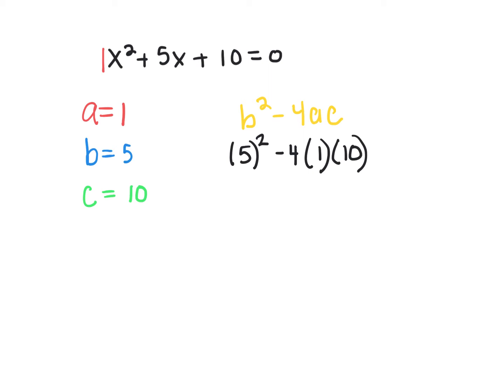So when we figure out our discriminant number here, if you're following order of operations, we'd have our 5 squared is 25, exponents first, and then if we do this multiplication, we'd have 25 minus 40, which is going to give us a negative 15.